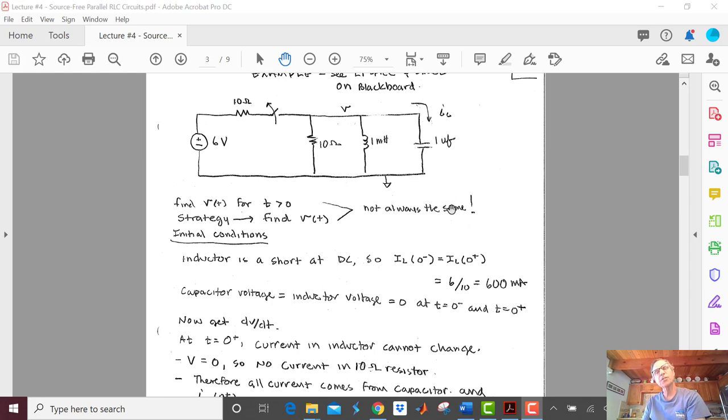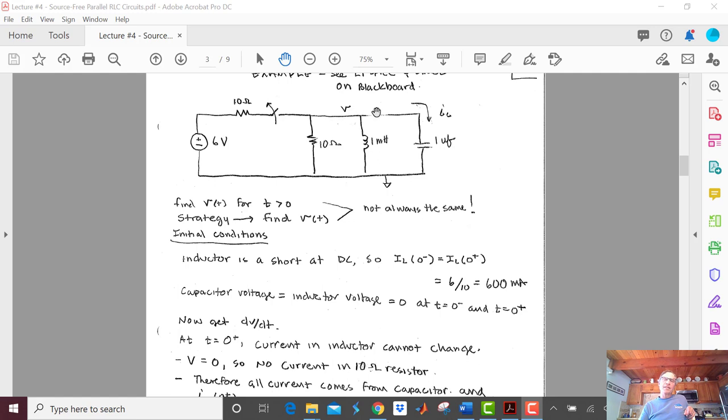Those were a lot of steps. Let's just go back again and look at how we did that. How did we know what to do? So I knew that we were going to solve for V, and V is the same all the way up here. And so in order to get my A1 and A2, I'm going to need V at 0 plus, and I'm going to need dV dt at 0 plus. Let's get V of 0 plus easily, because I know that at 0 minus, the voltage across the inductor is going to be 0. Well, that means the voltage across the capacitor is going to be 0. And I can't change that voltage across the capacitor quickly. So V at 0 plus is 0, period.